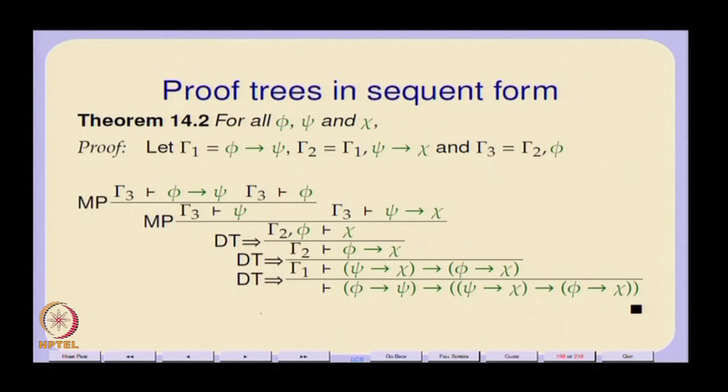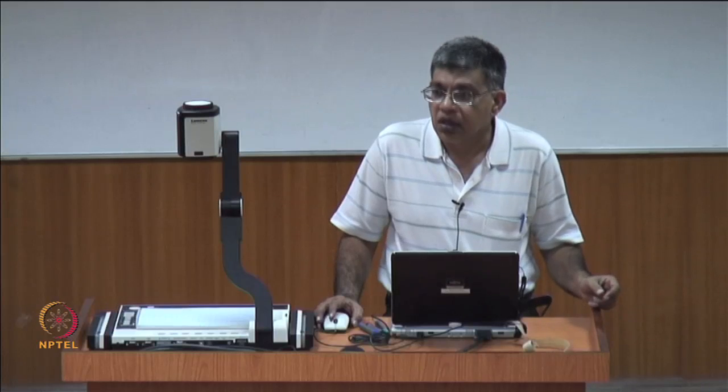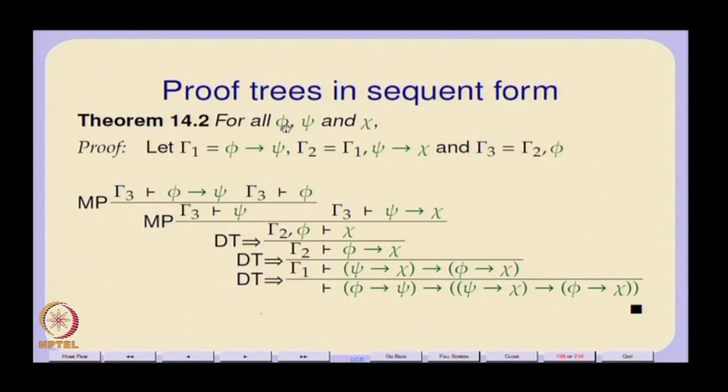So, our proofs in sequent form are going to look like this. Each node of the proof tree is going to be a sequent, not just a formula. We will be informal enough that if the assumptions are known or not changing, we will just write each node as a formula rather than a sequent. Of course, this theorem holds for all phi and psi and chi.